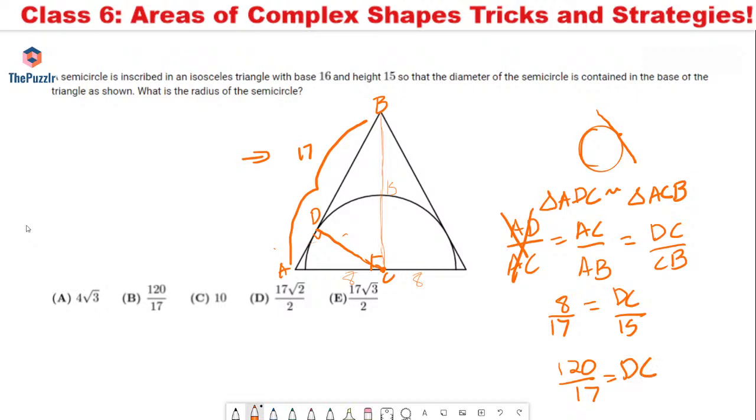So this isn't an area question, but it's just so cool that I put in one line that they gave us. This line is something that a lot of us would be able to do. And I drew in another line right here, DC. And that basically helped us solve the problem using similar triangles.